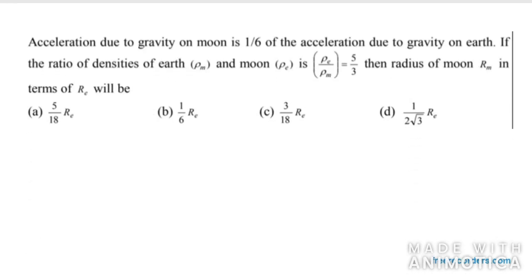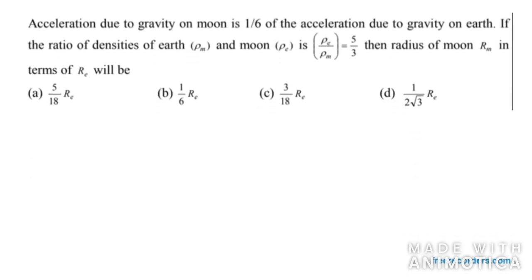Let's move on to the next one. The third question says acceleration due to gravity on the Moon is 1/6 of the acceleration due to gravity on Earth. If the ratio of densities of Earth and Moon, rho e over rho m, is 5 by 3, find the radius of the Moon Rm in terms of Re.